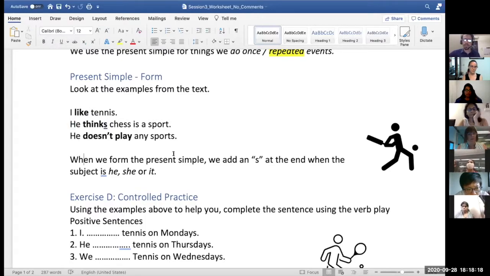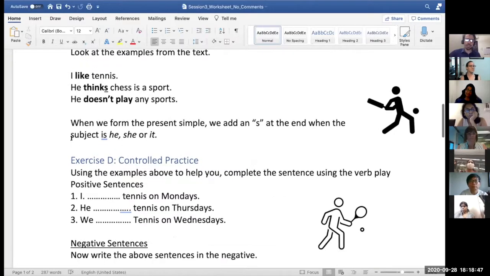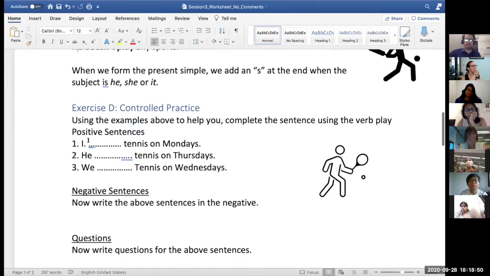So when we form the present simple, we add an S when it is he. What about for she? Do we add S? Yes, so she thinks. I think. Good. You think. Good. We think. Good. They think. Good. Well done.